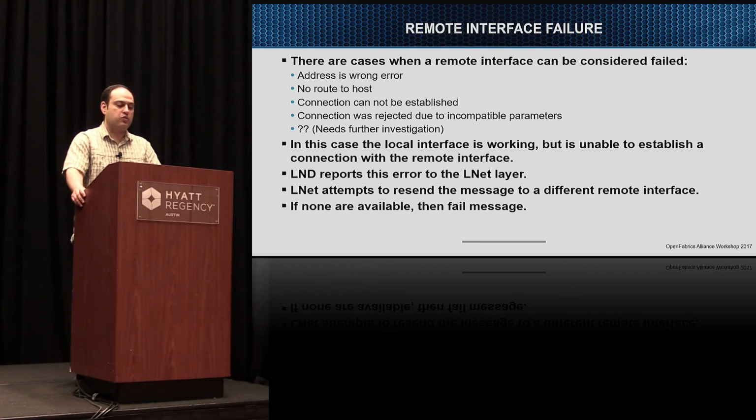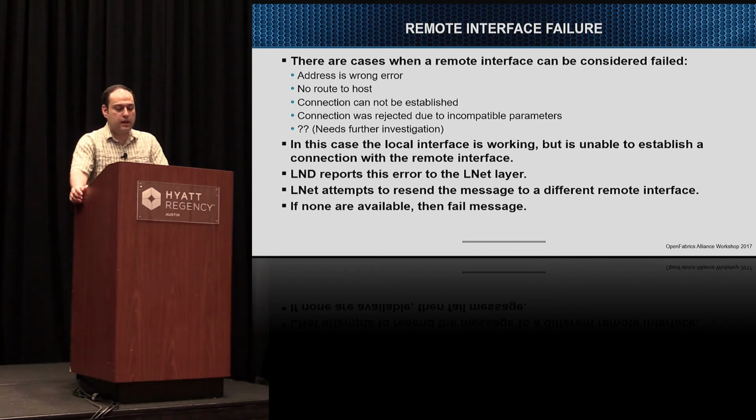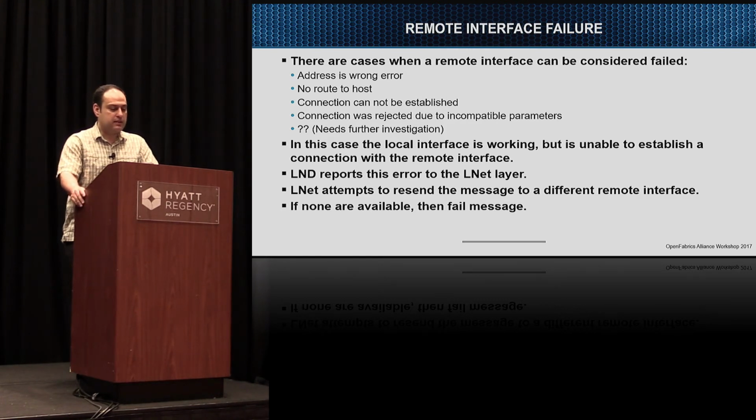So the key point is soft failures versus the hard failures that I talked about earlier. For soft failures, we will retry the interfaces, going round robin or similar over them, and if we reach the end, we'll retry over the interfaces that we could have tried before, until the timeout expires. The LND reports these errors to the LNet layer, and then LNet attempts to resend the message over a different remote interface. If there is none available, then we fail.